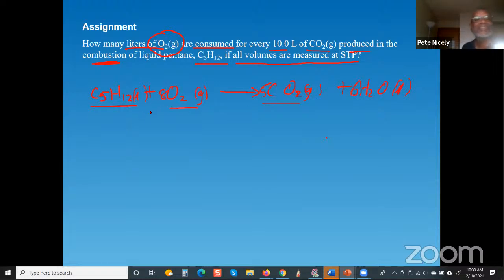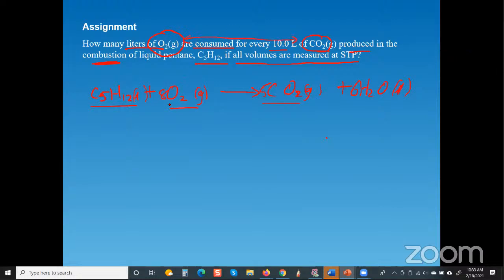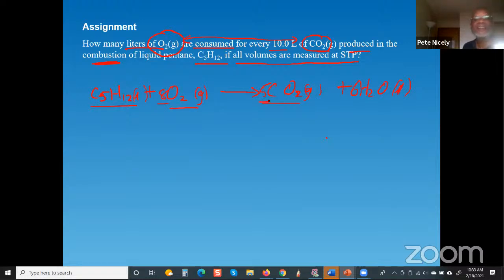So that's the first thing we need to do to solve this problem, right? We need the balanced equation. You could not do anything else beyond that if you don't get this equation balanced. So the next step is we need to establish the relationship between the carbon dioxide and the oxygen. Based on the balanced equation, there's an 8:5 mole ratio, or we can also say that's an 8:5 volume ratio because they're all measured at the same conditions of temperature and pressure, STP, right?